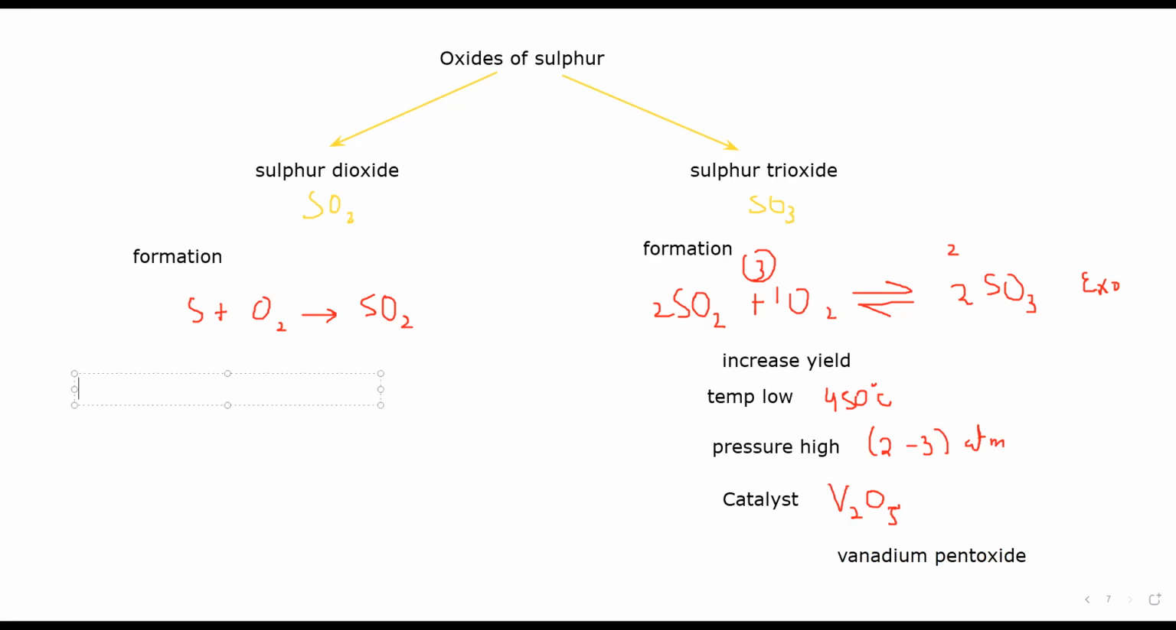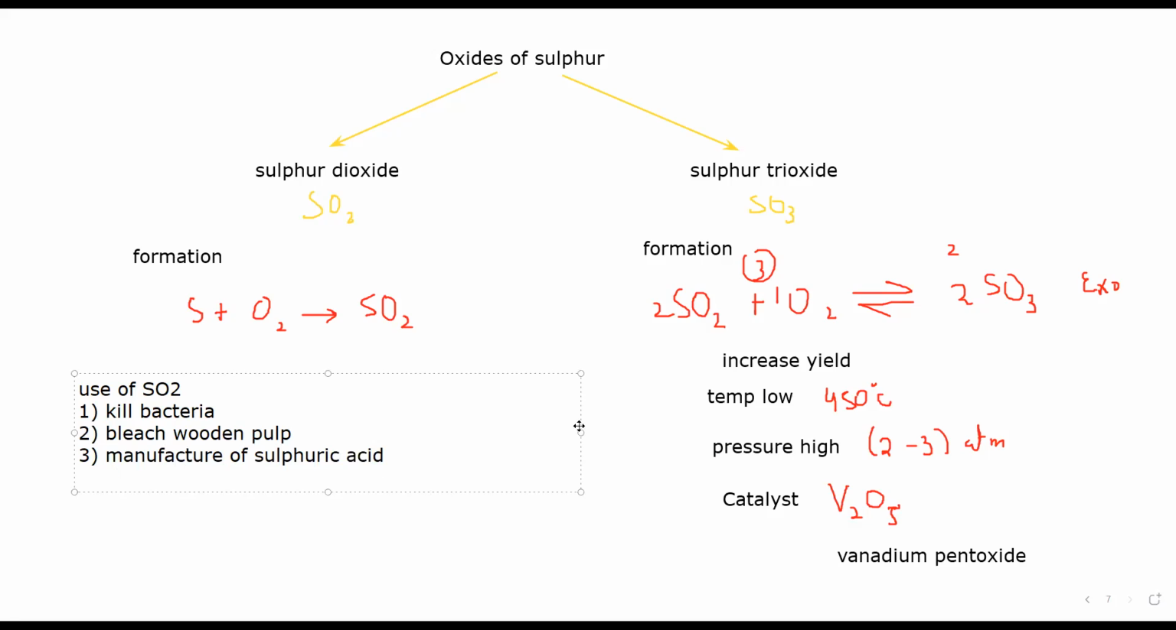You have to learn the uses of sulfur dioxide. It is used to kill bacteria. It is used to bleach the wooden pulp. It is used for the manufacture of sulfuric acid. So these are some uses of sulfur dioxide: to kill bacteria and to bleach the wooden pulp.